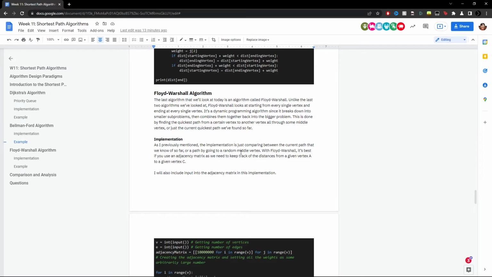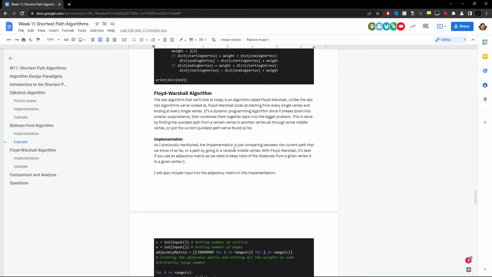So the last algorithm that we'll look at today is an algorithm called Floyd-Warshall. Unlike the last two algorithms that we looked at, Floyd-Warshall looks at starting from every single vertex and ending at every single vertex. It's a dynamic programming algorithm, so this breaks down into smaller sub-problems that combine back together into a bigger problem. This is done by finding the quickest path from a certain vertex to another vertex, all while taking some middle vertex and comparing that to the quickest path that we know so far.